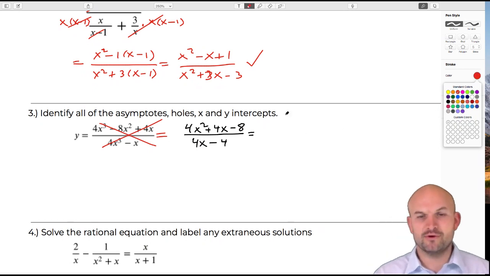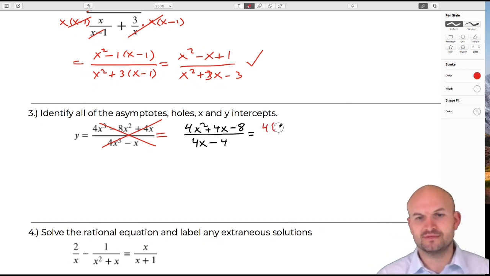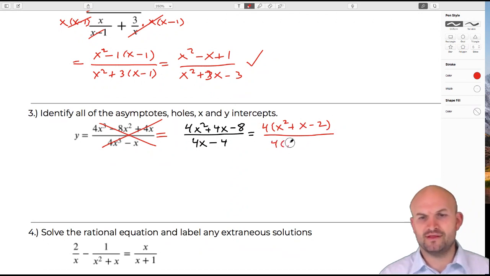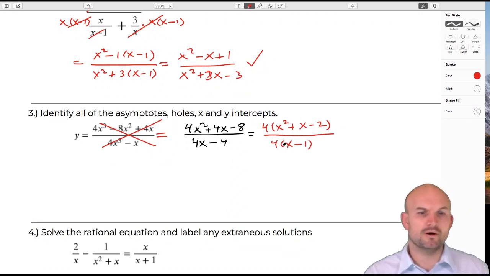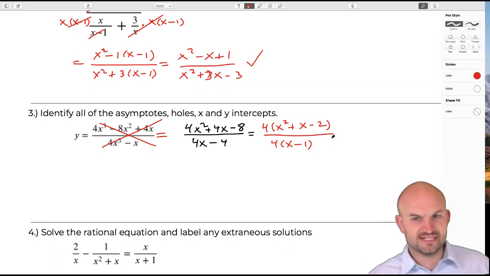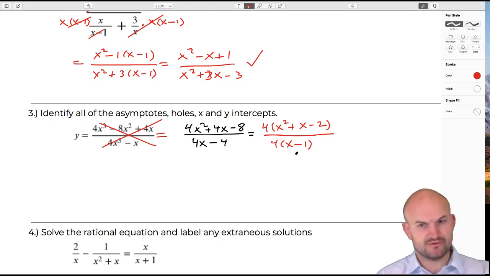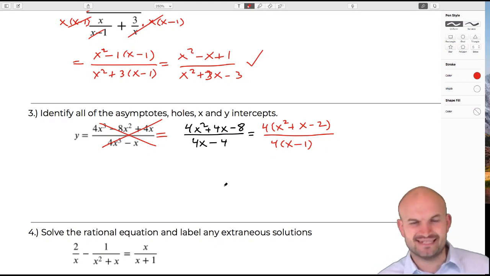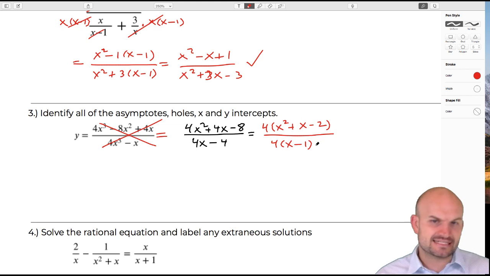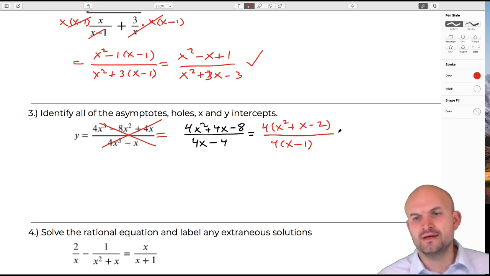All right, so we go ahead and factor out the 4 in the numerator, and that gives me an x squared plus x minus 2. And then down below, I factor out a 4, and that leaves me with an x minus 1. Okay, so when we simplify this, we notice the 4's divide out. But remember, 4's are scalars. That's just a scalar there, so that's not really impacting anything as far as asymptotes, holes, or y-intercepts.